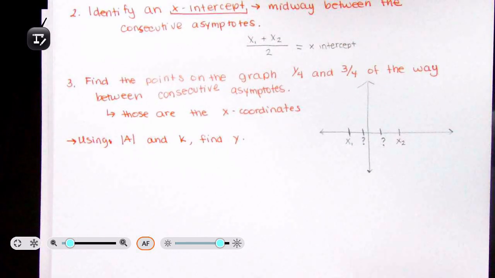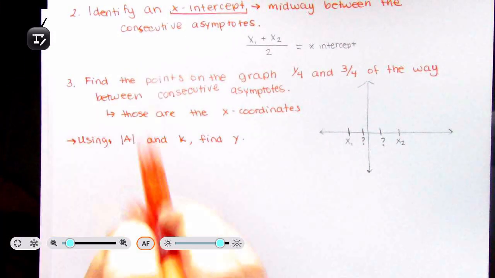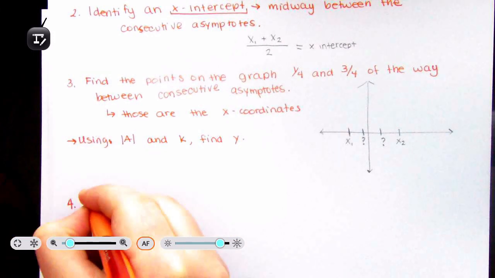Because I want to apply these rules not only to something that doesn't have a vertical translation or a vertical shift, but I want you to be able to use these steps with something with a shift up and down. Okay, so step number 4, we're almost done. Number 4, super easy. Graph.